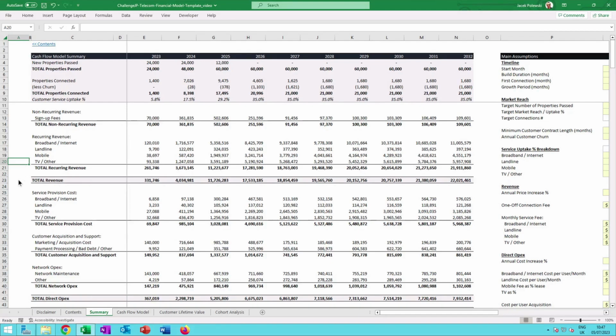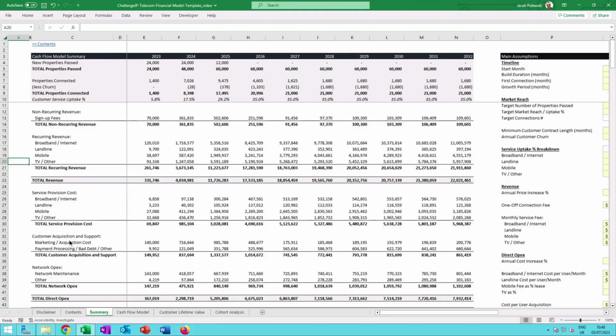Then I have some direct cost calculations. Those will be the costs that are directly related to providing the services to your customers. And again, they will use the same categories as we use for recurring revenues. So again, broadband, landline, mobile, and TV, and then other revenues.